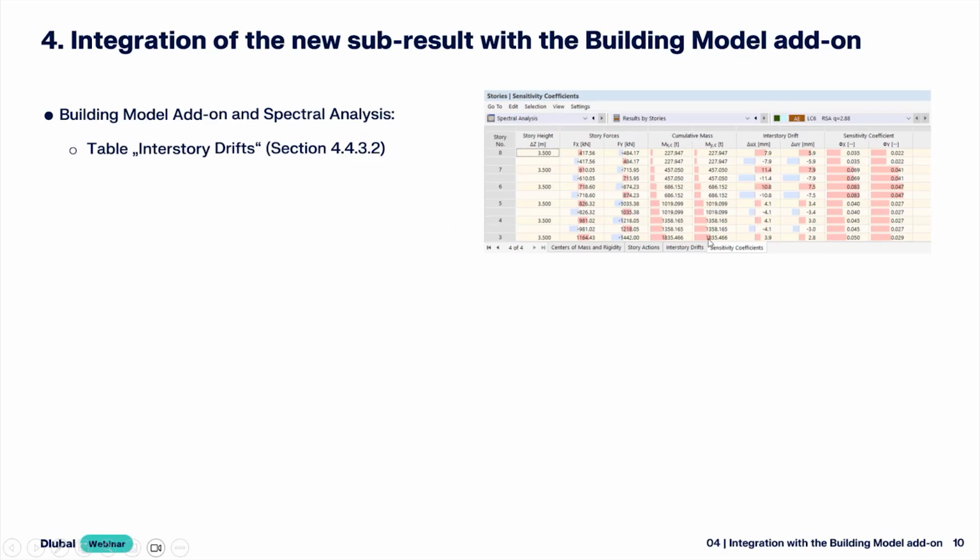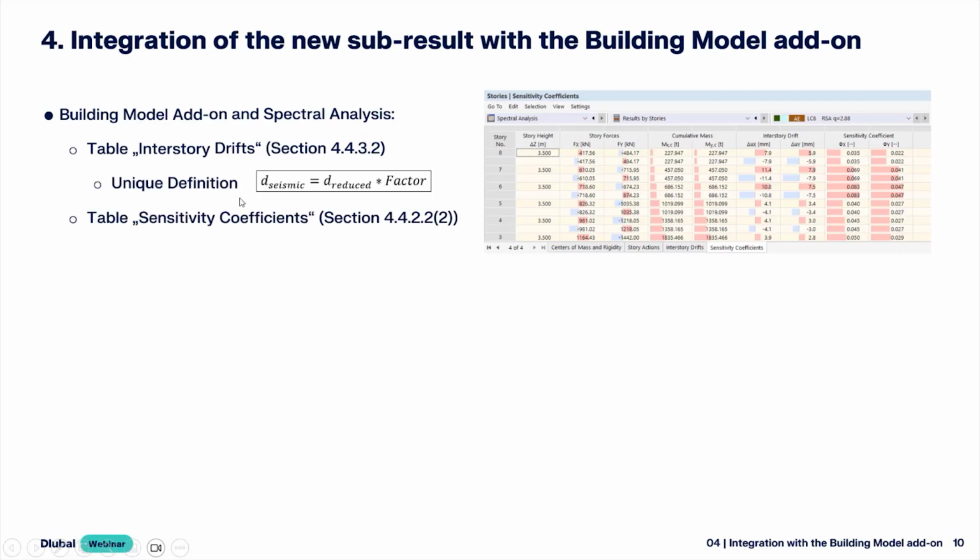So the interstory drift. Here's the section for the Eurocode. This is a unique definition, and as we saw, it's just the reduced displacement times the factor. There's nothing much to decide. This is a unique definition for all standards. But there is a particularity in the sensitivity coefficients table. According to the standard, we might have to switch between sub-results in the spectral analysis.